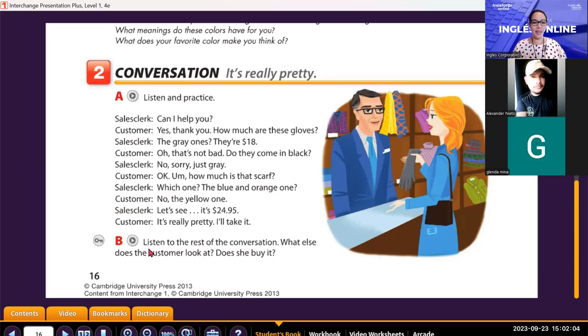Okay, the instructions are, listen to the rest of the conversation. What else does the customer look at? Does she buy it? Do you remember she was looking for gloves, right? And she was also checking the scarf, right? What else does the customer look at? Okay, this is the information that we need to gather. What else does the customer look at, and also answer whether the customer buys it or not? Ready for the listening?